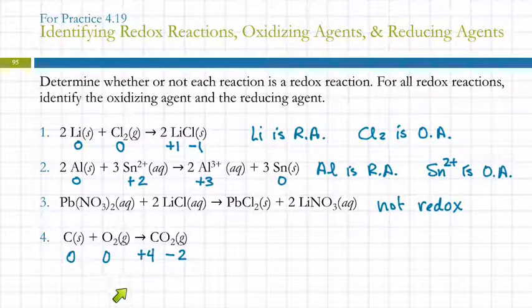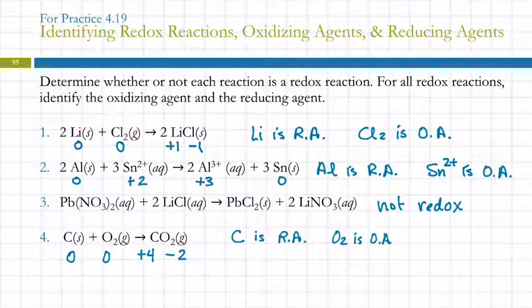So carbon is going from 0 to +4. What's that? Oxidation. It's going up, right? So if it's being oxidized, then carbon is the reducing agent. Here I have oxygen going from 0 to -2. Oxidation state is being reduced. That's a reduction. So oxygen, O2, is the oxidizing agent. Oxygen is the original oxidizing agent.